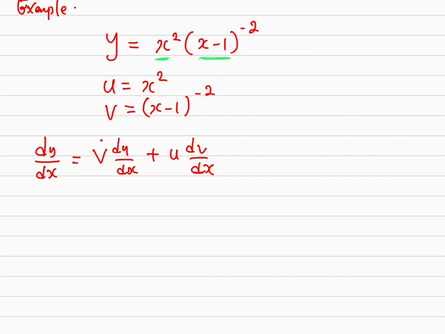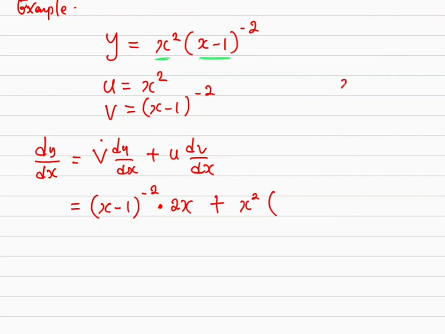So since my u is that and my v is that, I'm going to keep my v, which is (x minus 1) raised to power minus 2, times the differential of u, which is 2x. The differential of x squared is 2x. Now plus, I'm going to keep my u, which is x squared. Now this is where we have a little work to do. If you've watched my former video, you understand that there is a short way to do this, which I'm going to do now.